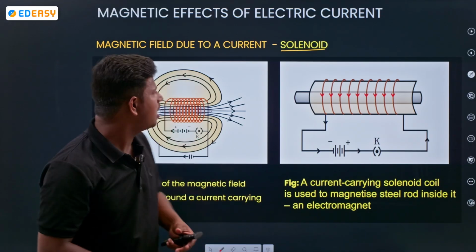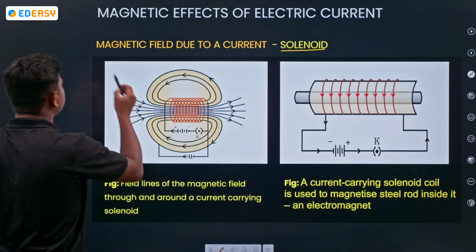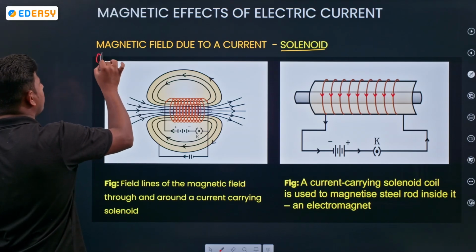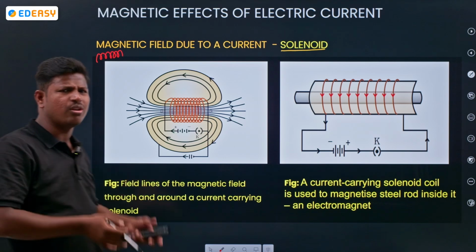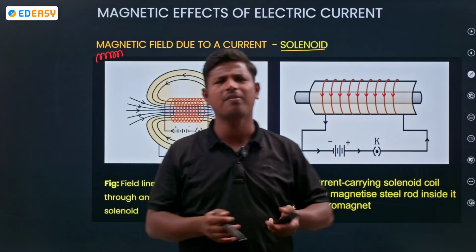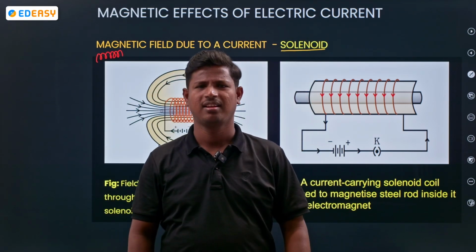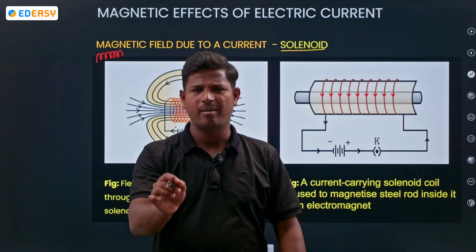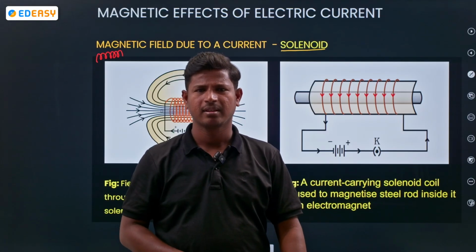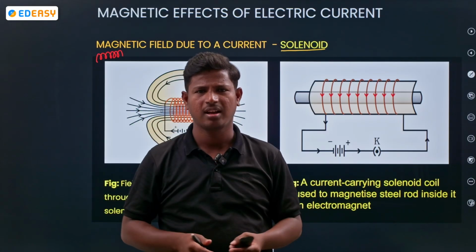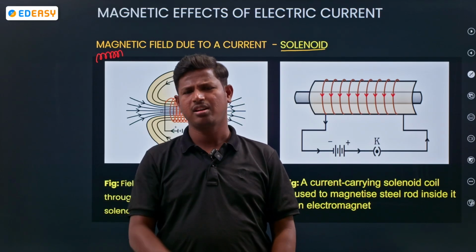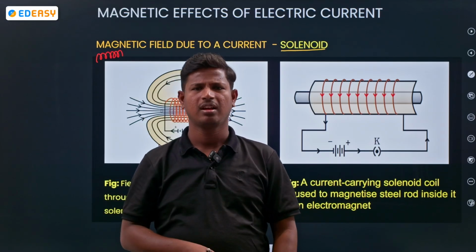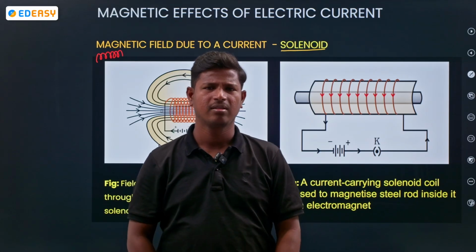See, a solenoid is nothing but a copper wire wound like this. Spring, you know. A spring made up of copper wire is a solenoid. That's it. The number of turns will be there, right? That only is a solenoid. Or else just take a helical spring. That is a solenoid.